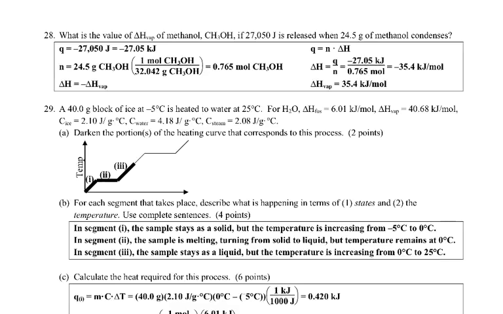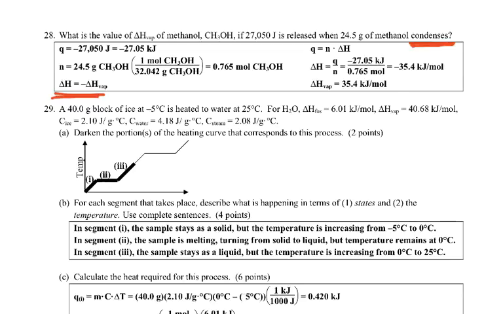On to 28. What's the value of the delta H of vaporization of methanol if 27,050 joules is released when 24.5 grams of methanol condenses? Okay, so one little thing is we're talking about heat of vaporization, but we're going to get that from condensation. So whatever the delta H is would be the delta H of condensation, which would be the opposite sign of the delta H of vaporization. So when we're done, we have to change the sign.